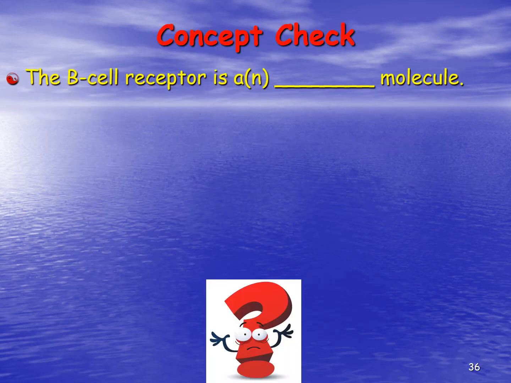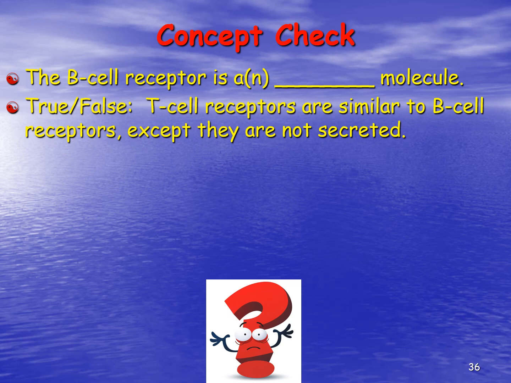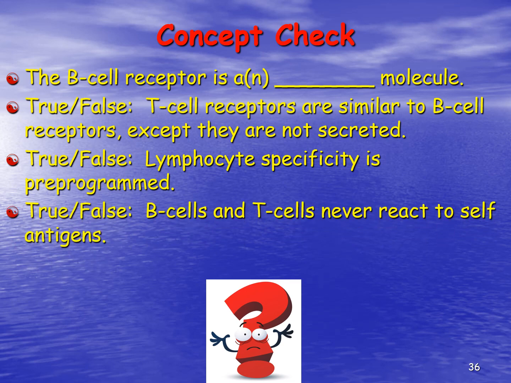So the B cell receptor is actually what? True or false? T cell receptors are similar to B cell receptors, except that they are not secreted. True or false? Lymphocyte specificity is pre-programmed. And true or false? B cells and T cells never react to self-antigens.